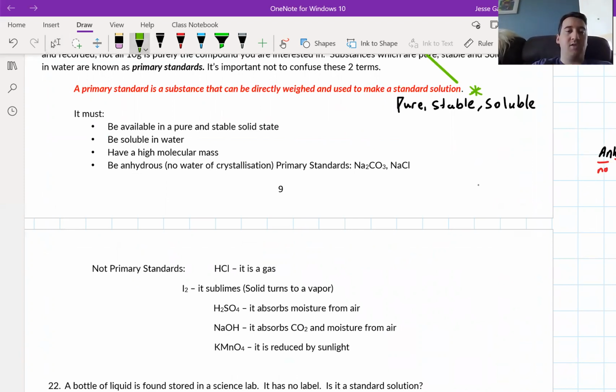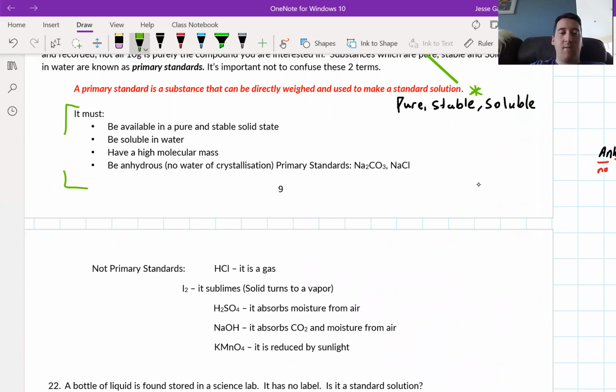So what are the conditions we must have for a primary standard? Here are the things. It must be pure, stable, and solid. It must be soluble, otherwise no good. It must have a high molecular mass. Don't worry too much about that one. It's just that the higher the mass, the more accurately you can measure it. And it must be anhydrous.